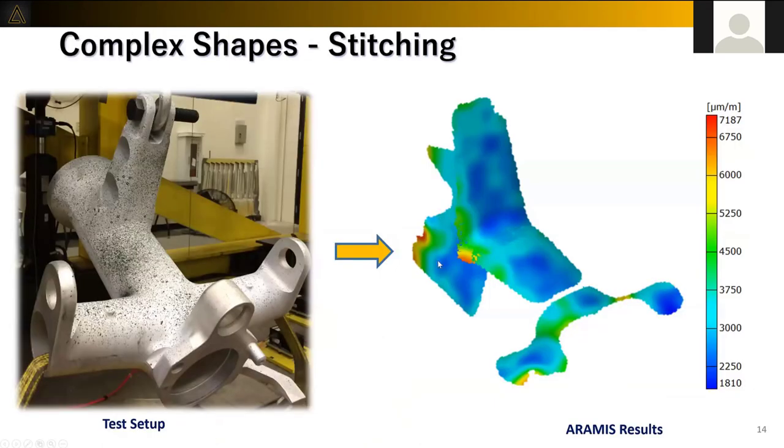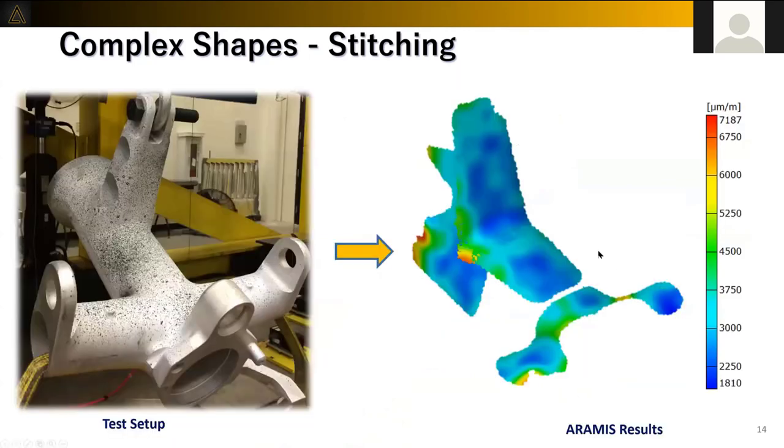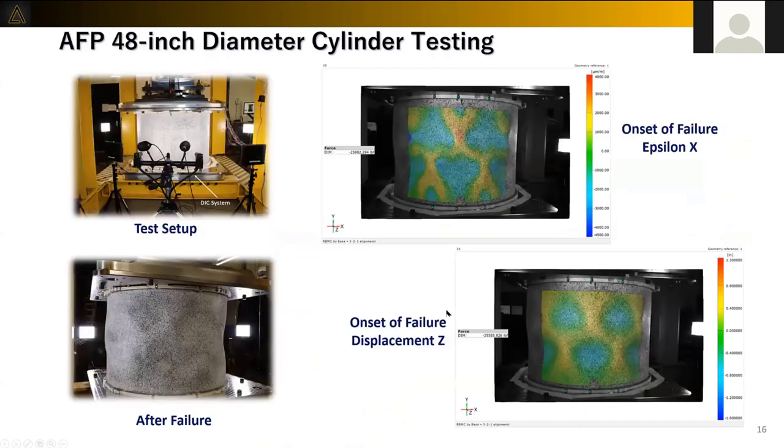And then complex contours. As you can see here, this is a very complex part. And in this case, we did this in multiple sections, and we were able to bring them into one results presentation, as you can see here.